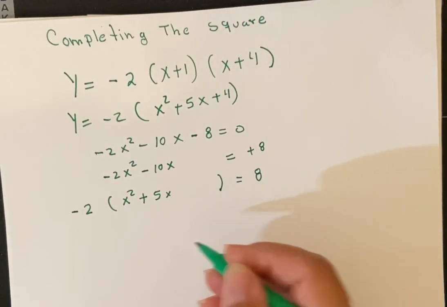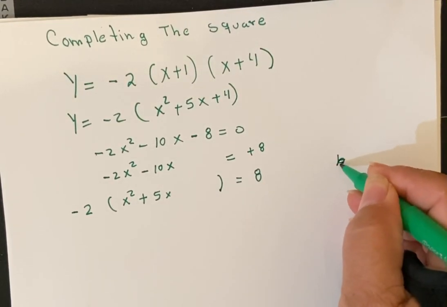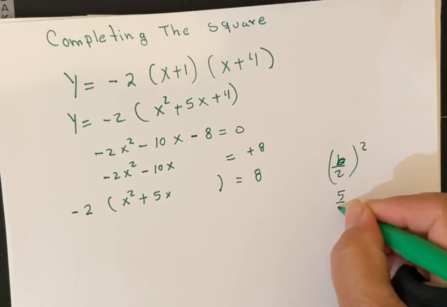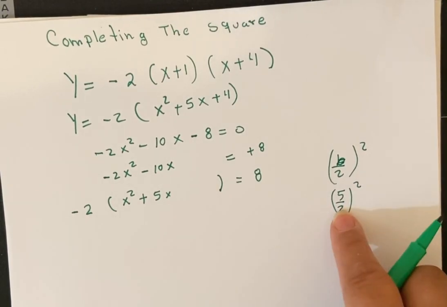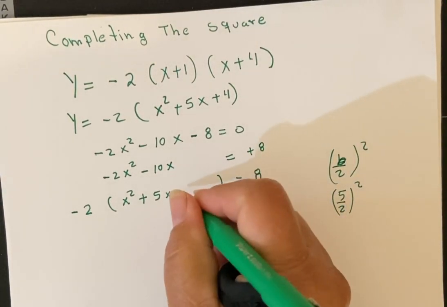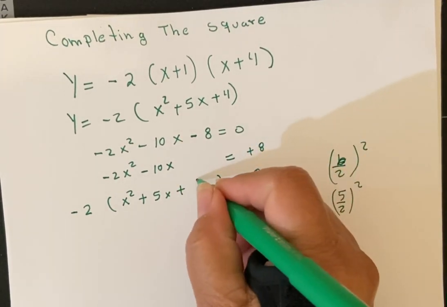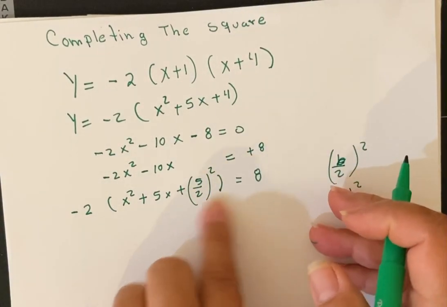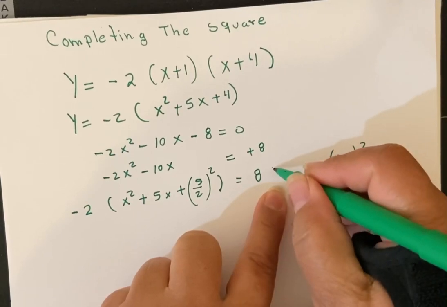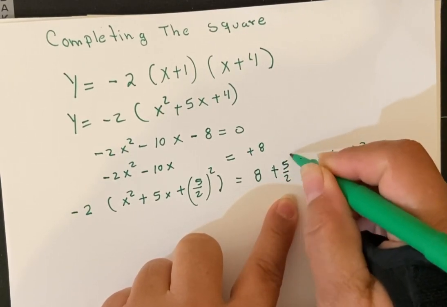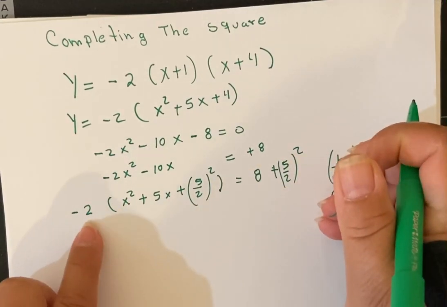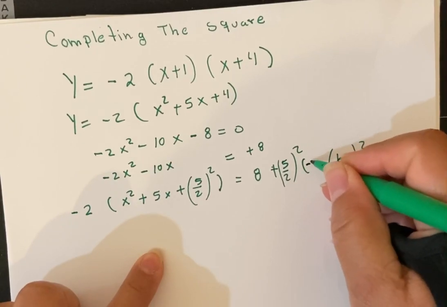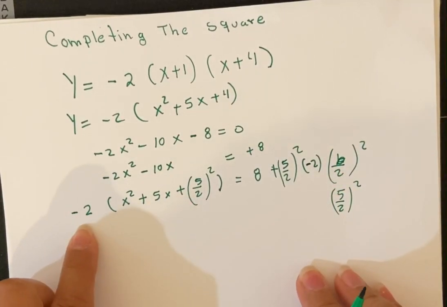Now, what I'm gonna do to complete the square is b over 2 squared. My b is 5, so 5 over 2 squared. And this is what completes the square, actually. So I'm gonna add over here 5 over 2 squared. So if I add it on this side, then I must add it on this side also. Plus 5 over 2 squared. But since I'm multiplying this 5 over 2 squared times -2, I'm gonna multiply it on this side also. Times -2.